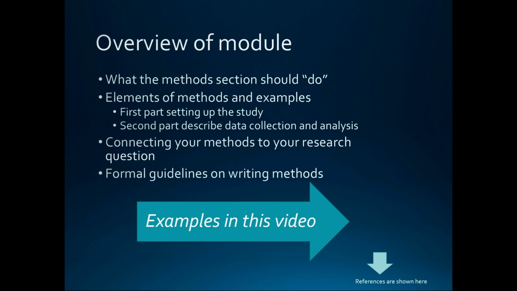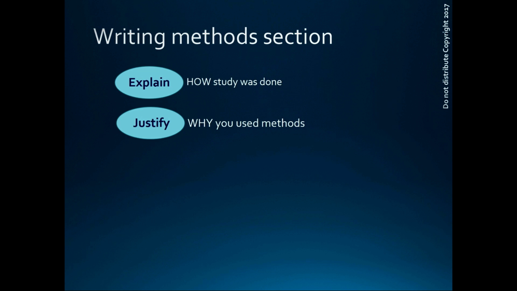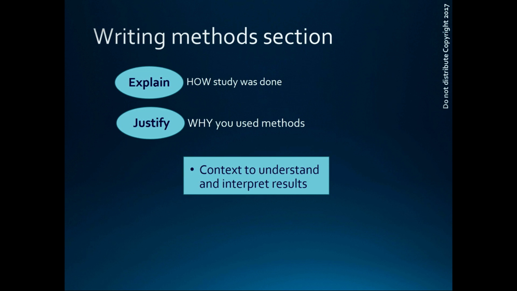In your methods section, you need to explain how your study was done and justify why you used the methods you did. The methods provide a context to understand and interpret results, and of course, the method should provide enough detail so other researchers can replicate the study. Replication is important because a finding becomes more convincing if many studies find the same result.